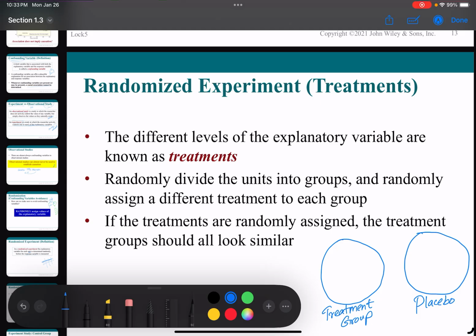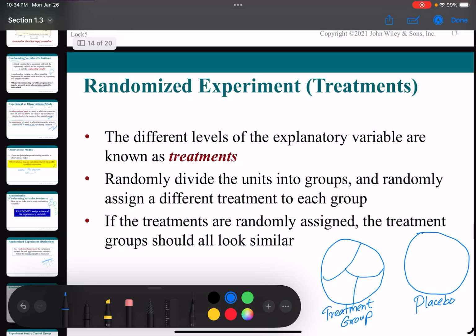So the treatment group has different explanatory variable values, and if we need, we can divide this treatment group into further groups, subgroups. If we want, we can divide it into subgroups. It depends on the experiment that you are dealing with, but the idea here is you have a treatment group and a placebo group.